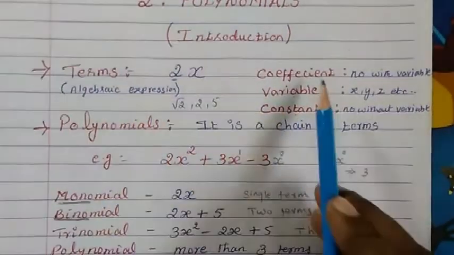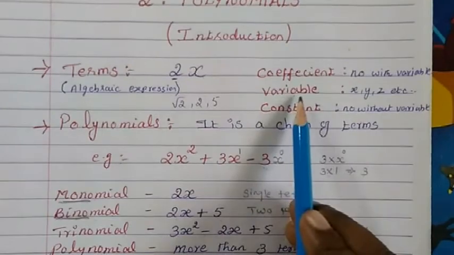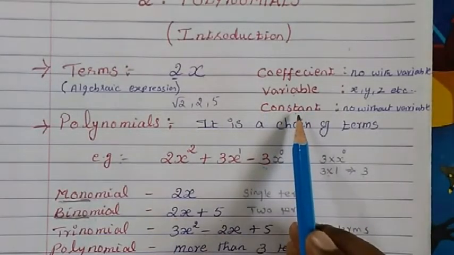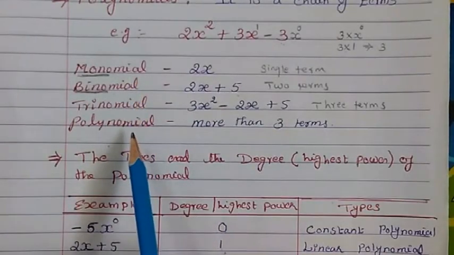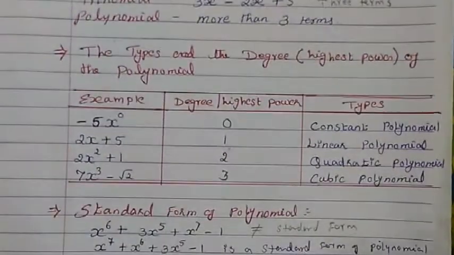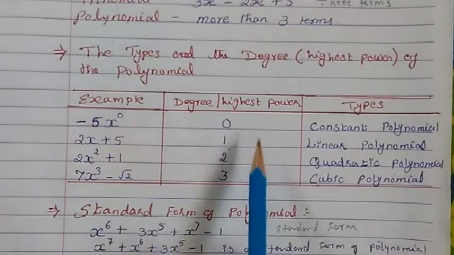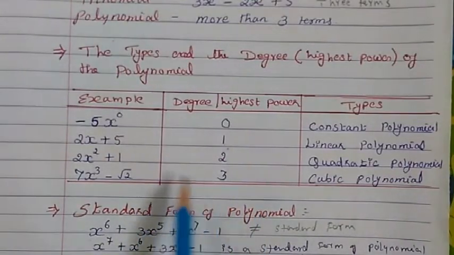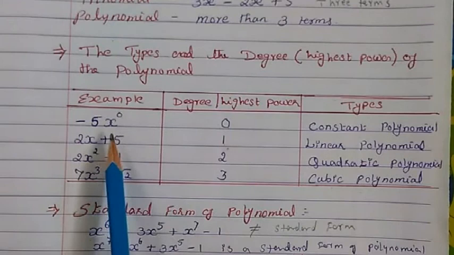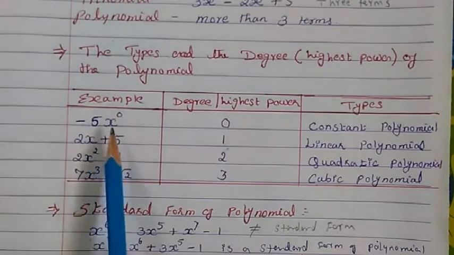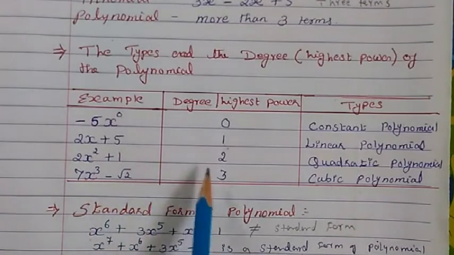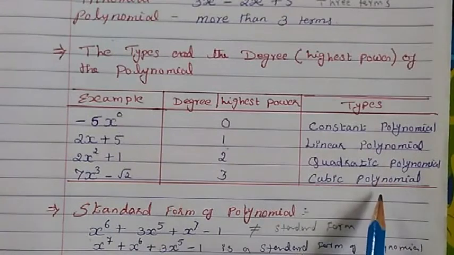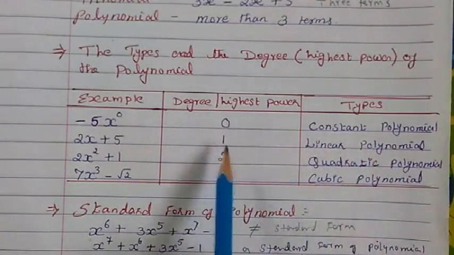Here, very important is that you should know the terms. What is the meaning of term? What is the meaning of coefficient? What is the meaning of variable? What is the meaning of constant? And then you should know what is monomial, binomial, trinomial and polynomial. Also, this is very important, you should know the highest power. Whenever you look for the highest power, you have to see the variable. Please don't see the numbers. You have to see the variable exponent. So that is the highest power.